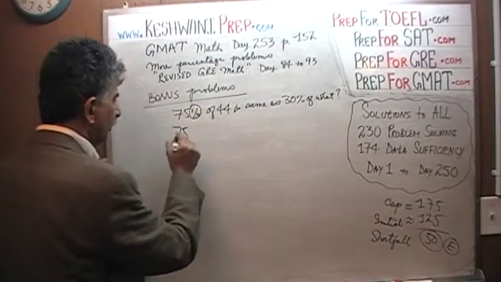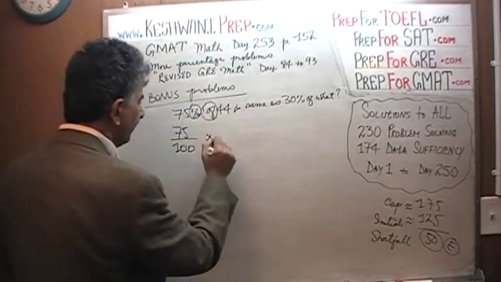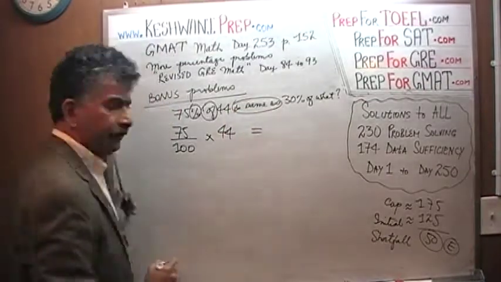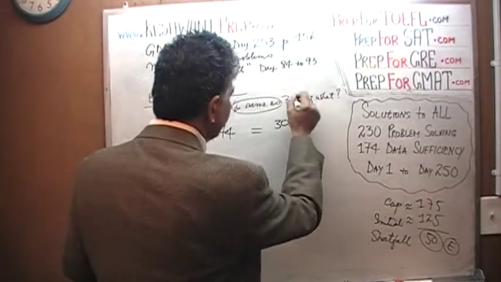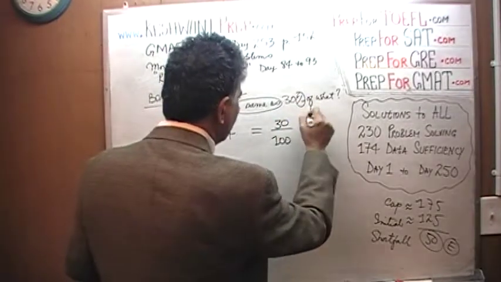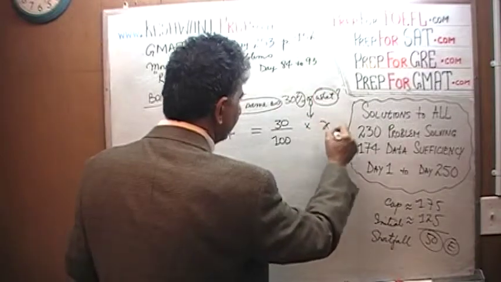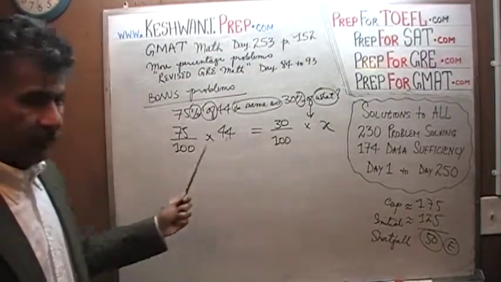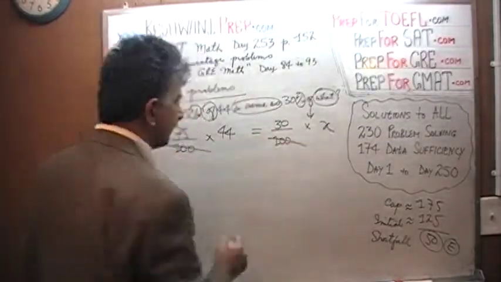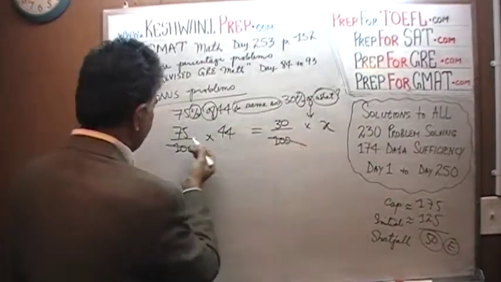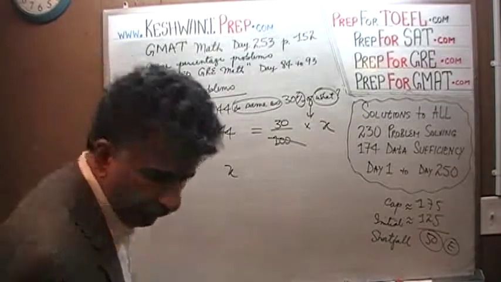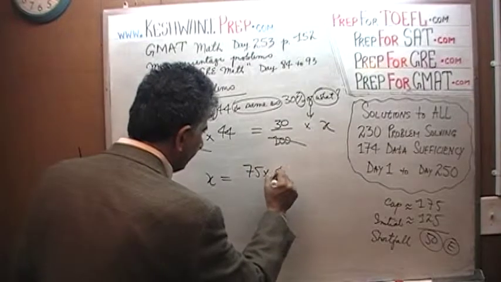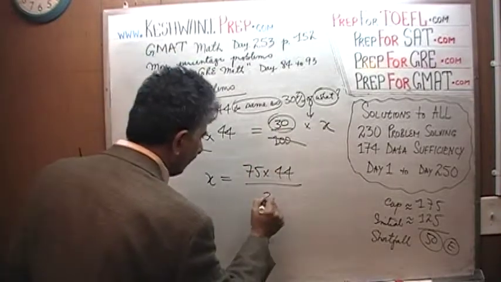75%, percent means over 100, of means times, 44 is the same as, that's your equal sign, 30% means over 100, of means times, and what is our unknown? That's our x. That's it, we're done. If we multiply both sides of the equation by 100, we can knock out this 100 right here. And 30 times x equals this quantity, therefore x equals 75 times 44 over 30.